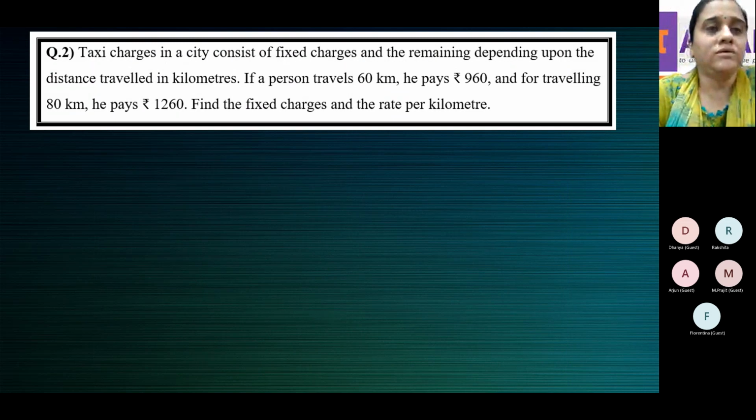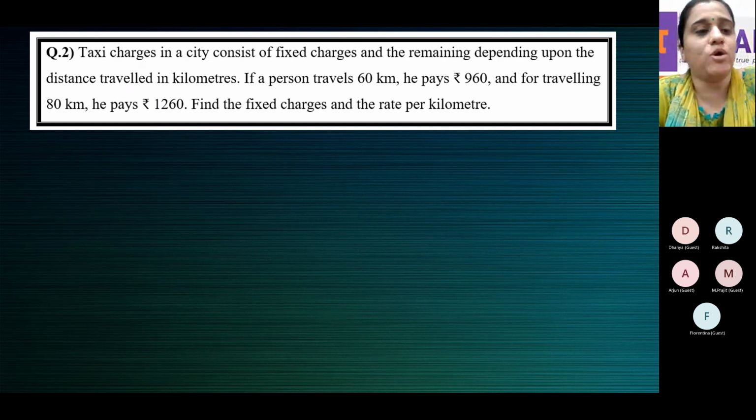All right, next one. Taxi charges in a city consist of fixed charges and the remaining depending upon the distance traveled in kilometers. If a person travels 60 kilometers, he pays rupees 960. And for traveling 80 kilometers, he pays 1,260. Find the fixed charges and the rate per kilometer.